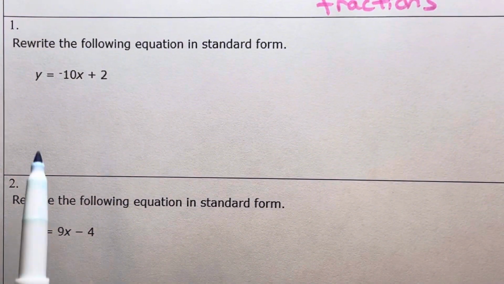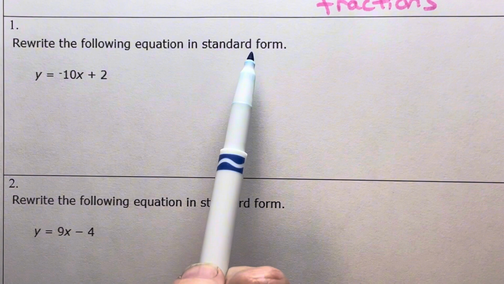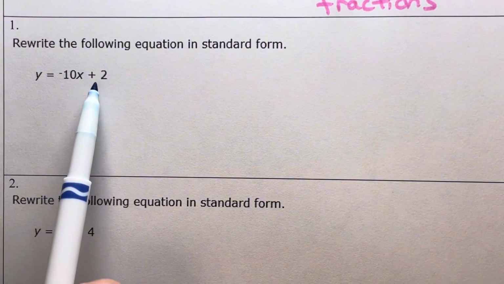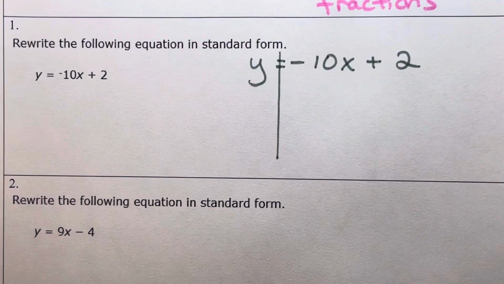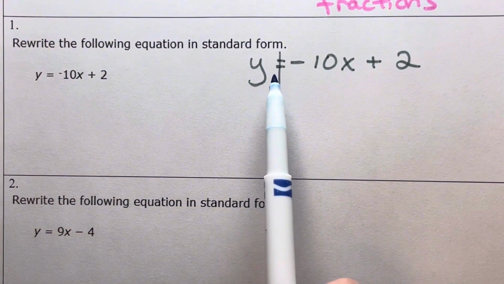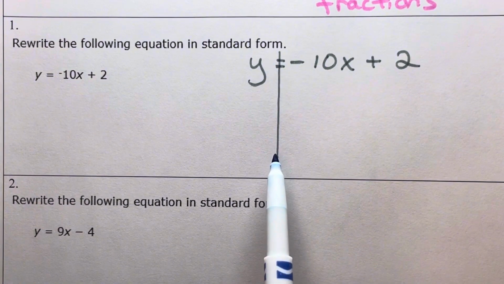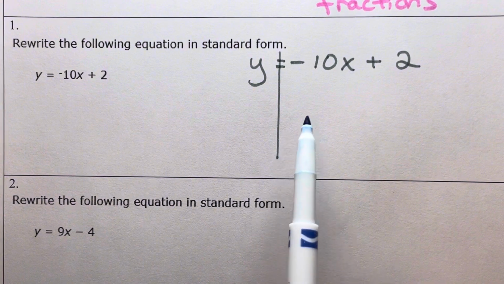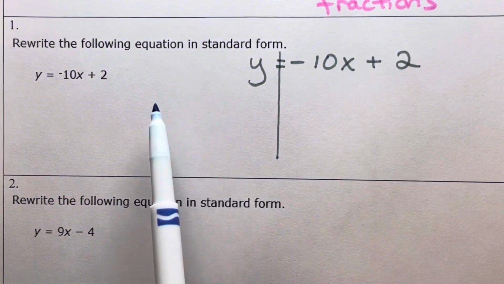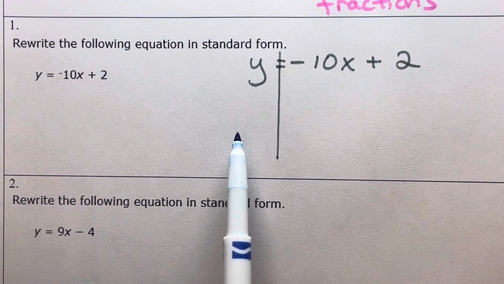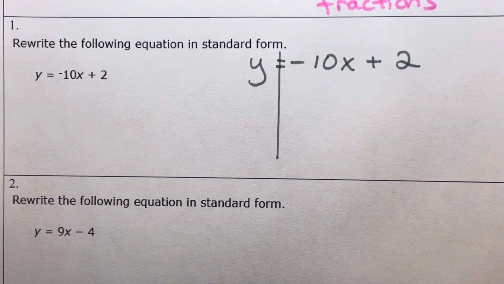Example 1. Rewrite the following equation in standard form, where y equals negative 10x plus 2. Remembering that it is always a good idea to draw a line or a river through the equal sign of your equation so that you can determine easily the right side of your equation versus the left side of the equation, let's now begin the process of getting this equation into standard form.